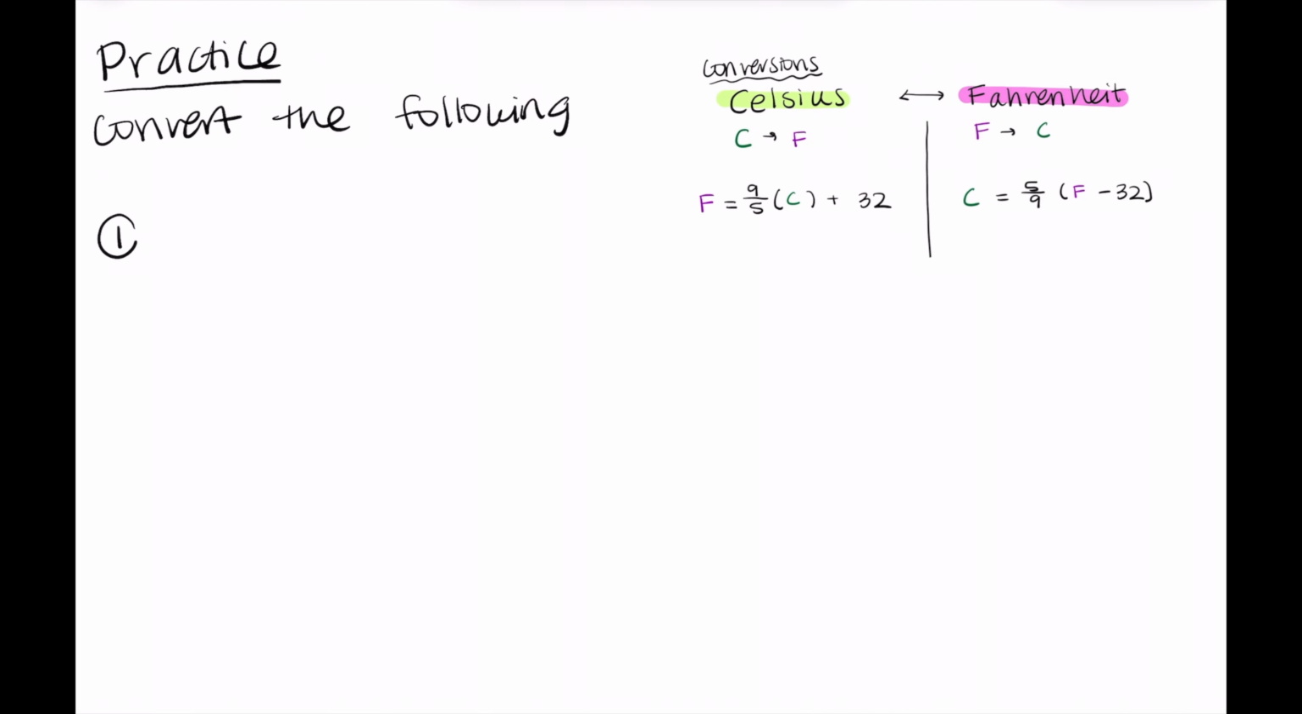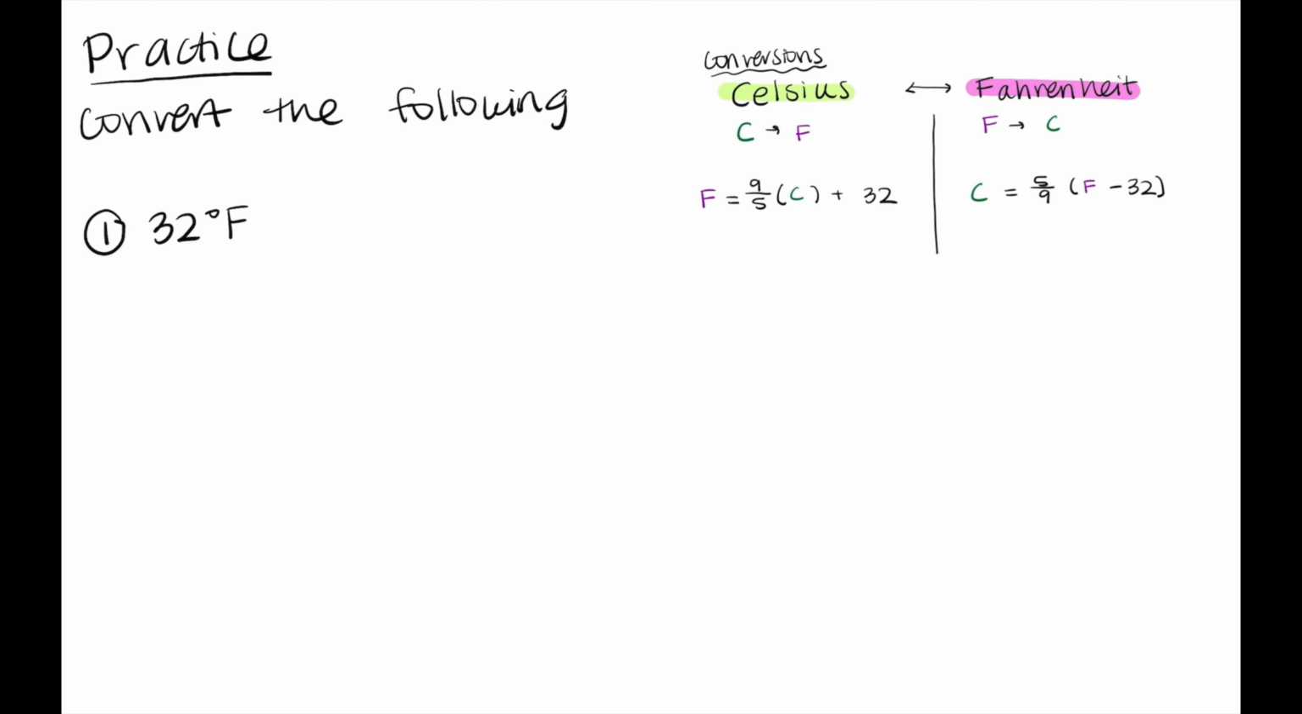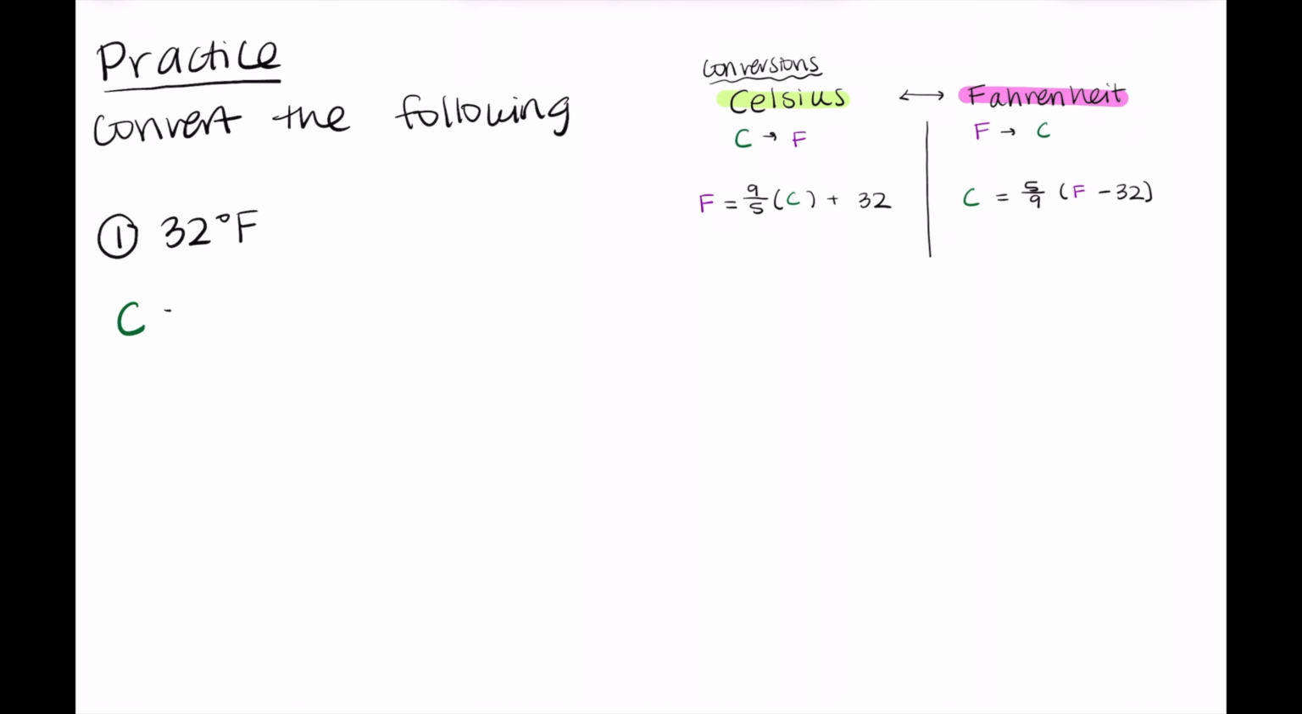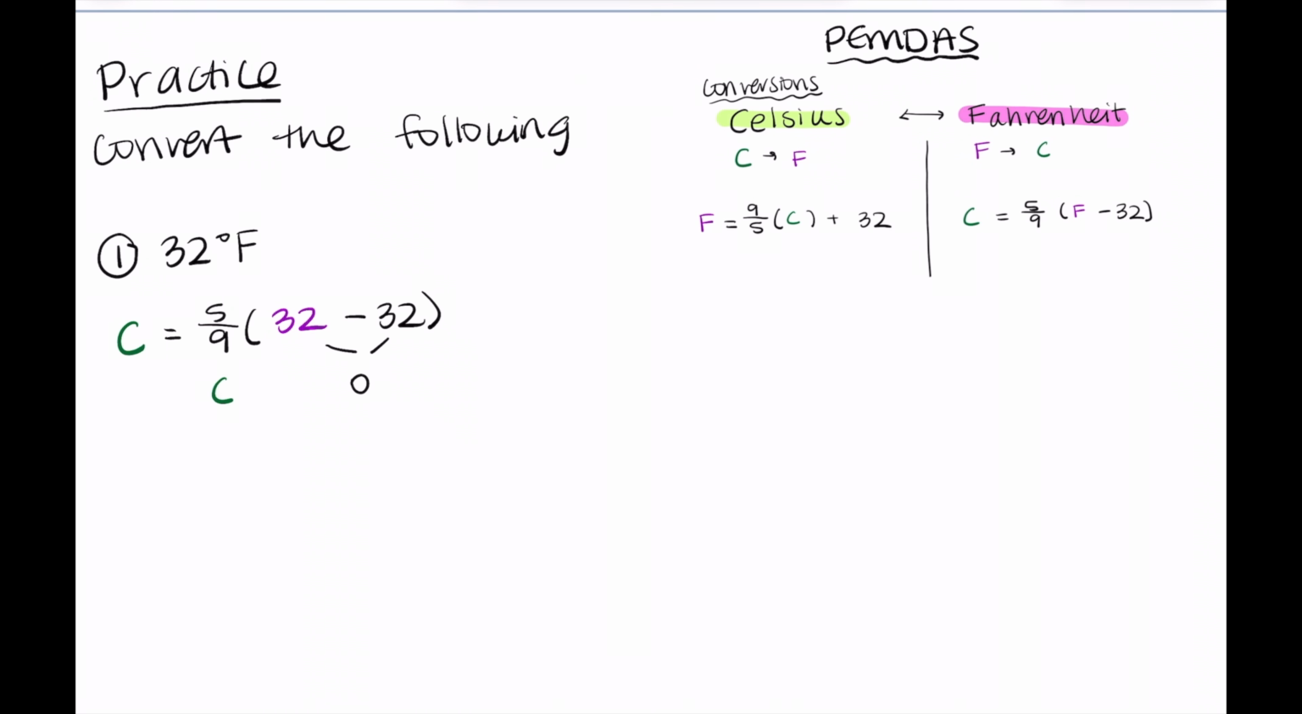For number 1, we have 32 degrees Fahrenheit. For those of you who know the answer, still do the math because the math does work itself out. And for those of you who don't, we can see what's going to happen here. We're given Fahrenheit, so we're going to use our Celsius equation. Celsius equals 5/9 times the degrees Fahrenheit, which was 32, minus 32. We know we have to do the parentheses first, right? PEMDAS. 32 minus 32 gives us 0. And 5/9 times 0 is just 0. So 32 degrees Fahrenheit is equivalent to 0 degrees Celsius. Why? Because that is the freezing point.